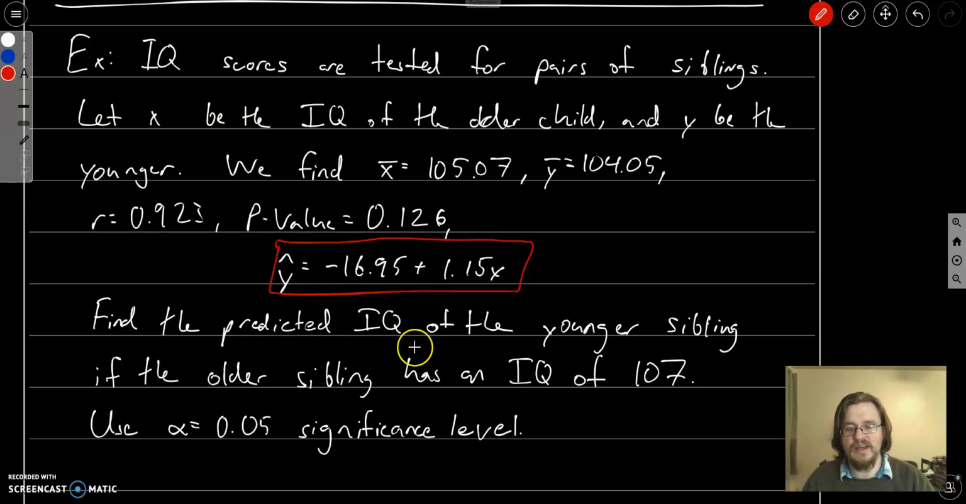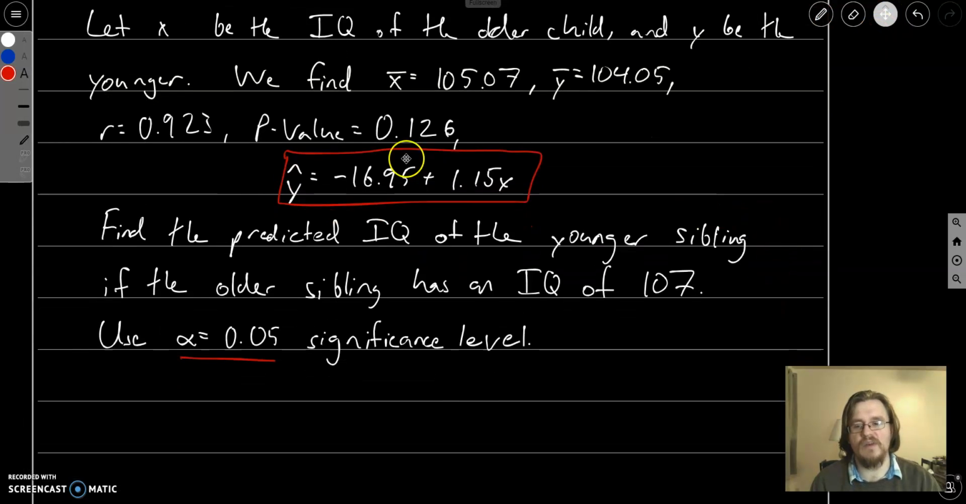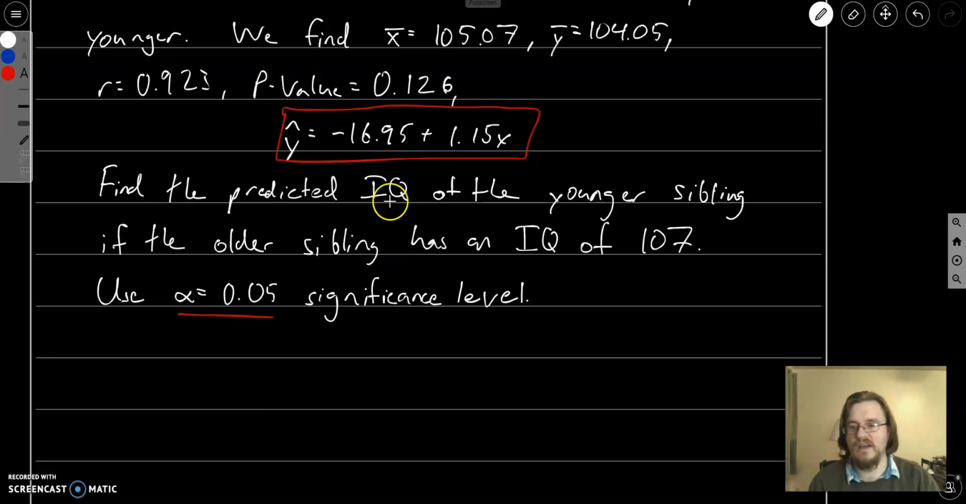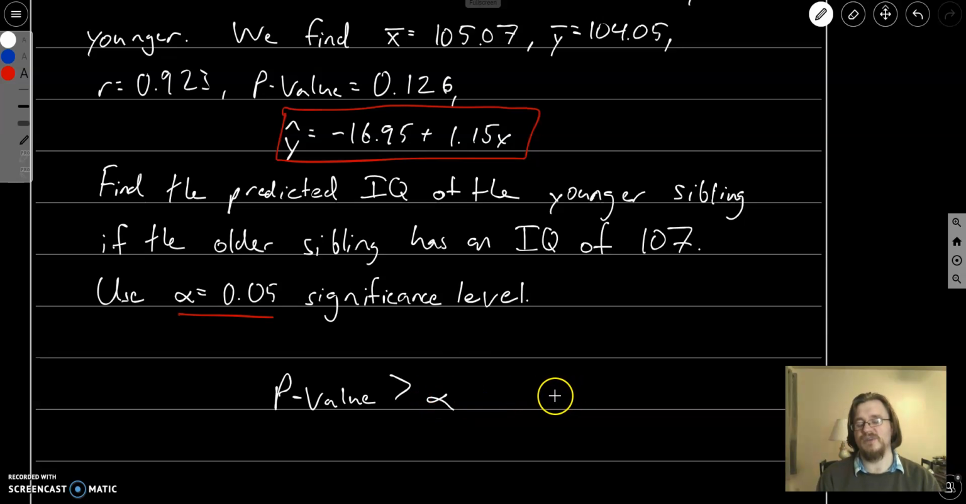And we want to find the predicted IQ of the younger sibling if the older sibling has an IQ of 107. Okay, and we'll use an alpha equal to 0.05 significance level. So again, we want to compare the p-value to alpha. But here, our p-value is in fact greater than alpha. So that means that our line is not going to be a good fit. So we don't use the regression line.